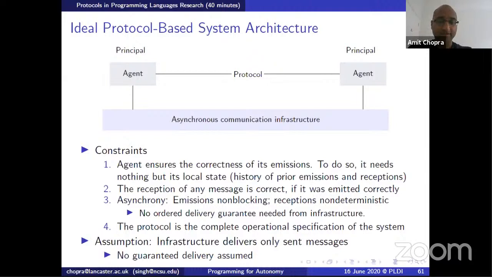And the only assumption we make is a very straightforward one, that the infrastructure delivers only sent messages. In particular, the infrastructure does not generate messages. That also means that the infrastructure does not deliver corrupt messages. We take the assumption to imply that as well, because a corrupt message is never sent. And if you think about the assumption, we are not even saying that the infrastructure guarantees delivery. A message may be sent but not be delivered. The assumption only says if a message is received, then it must have been sent.